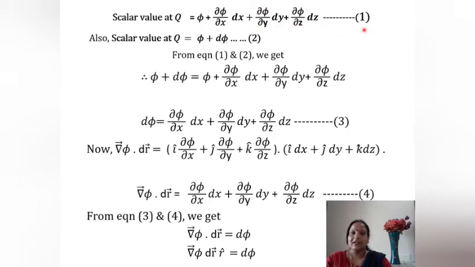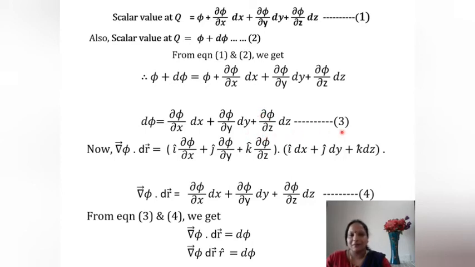And we know that the scalar value at Q is φ plus dφ. This is equation 2. From equations 1 and 2, we get φ plus dφ is equal to φ plus ∂φ/∂x dx plus ∂φ/∂y dy plus ∂φ/∂z dz. φ gets cancelled. Therefore, dφ is equal to ∂φ/∂x dx plus ∂φ/∂y dy plus ∂φ/∂z dz.